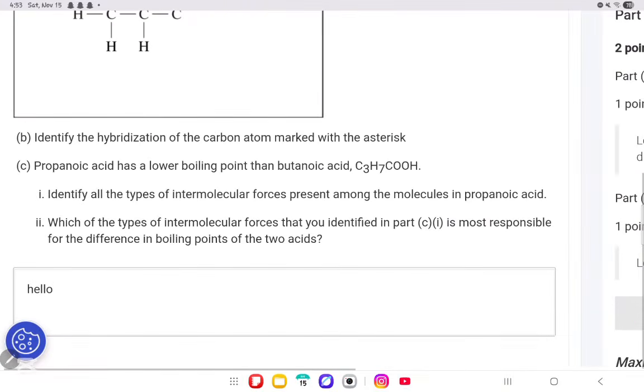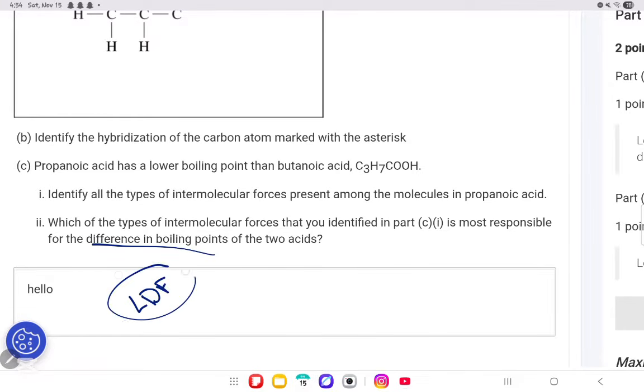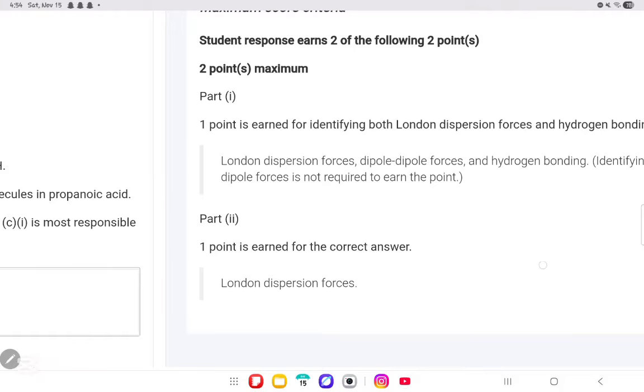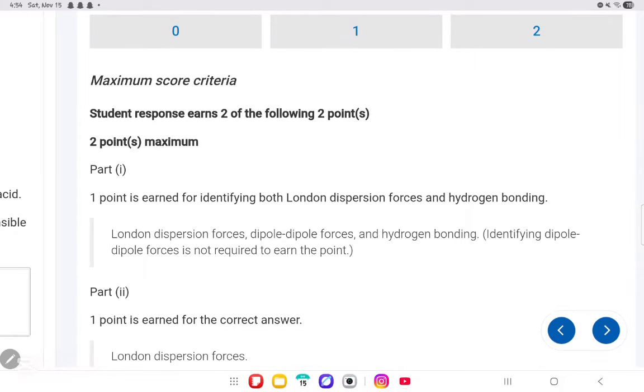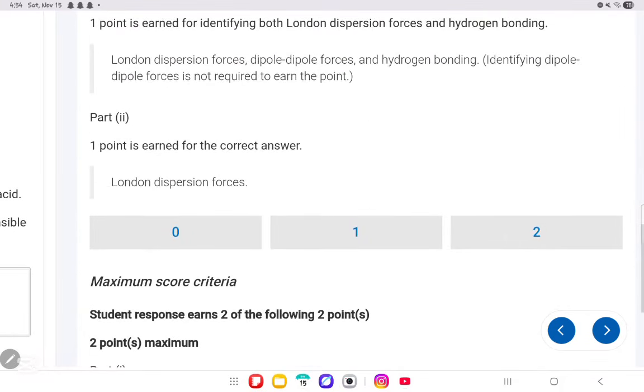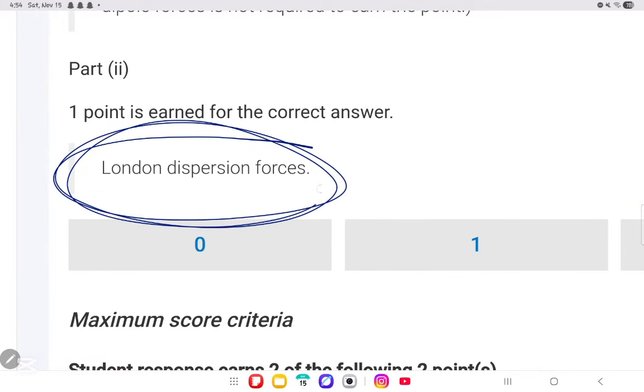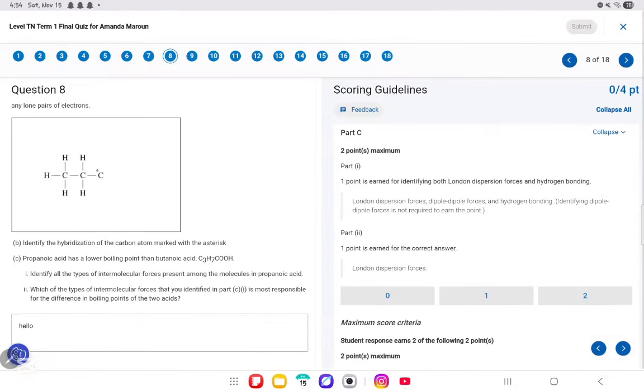Now, which of the following types of intermolecular forces that you identified in part C I is most responsible for the difference in boiling points for the 2 acids? Whenever they say difference in boiling points, directly you think of the London dispersion forces. These control everything when we're talking about boiling points and melting points. Now, that is for part I. And for part II, what do you get? Your answer should be the London dispersion forces, okay? That's it for question number 8.